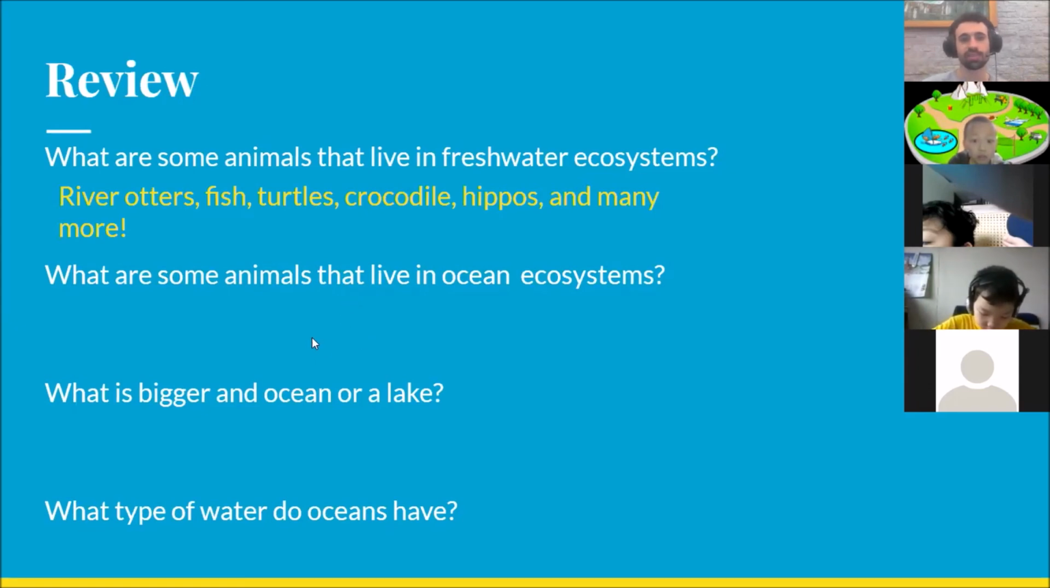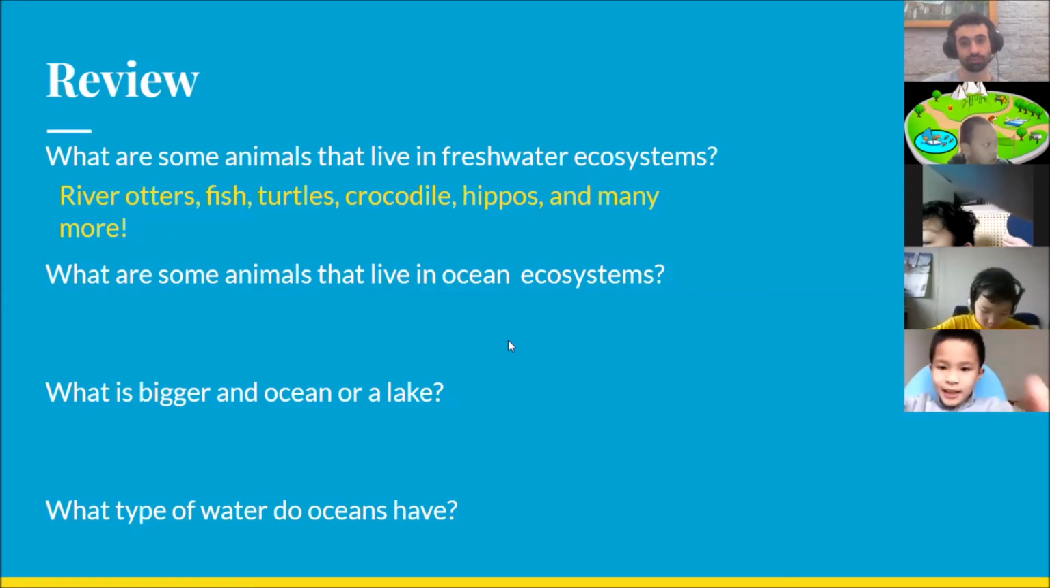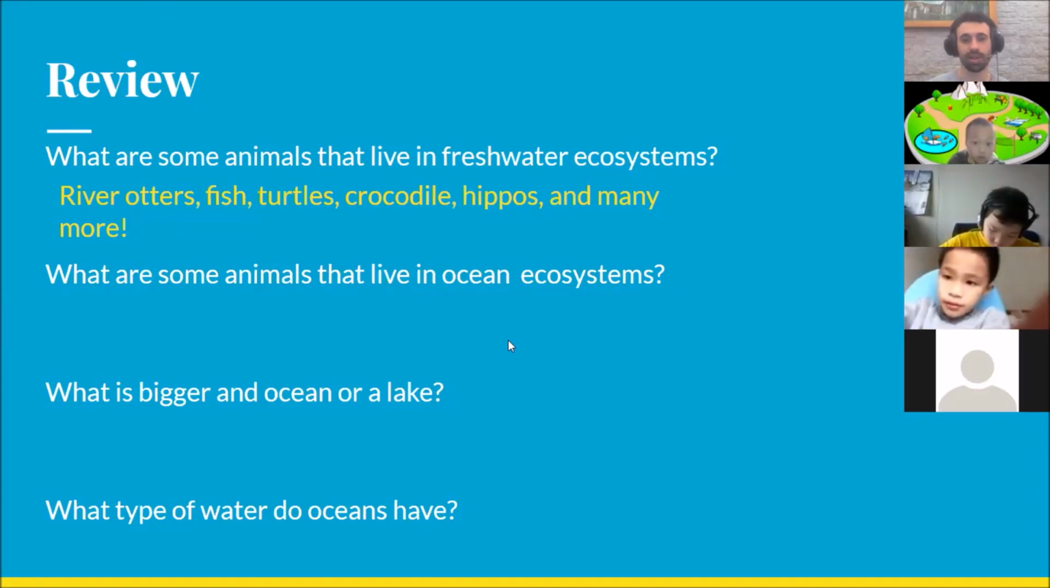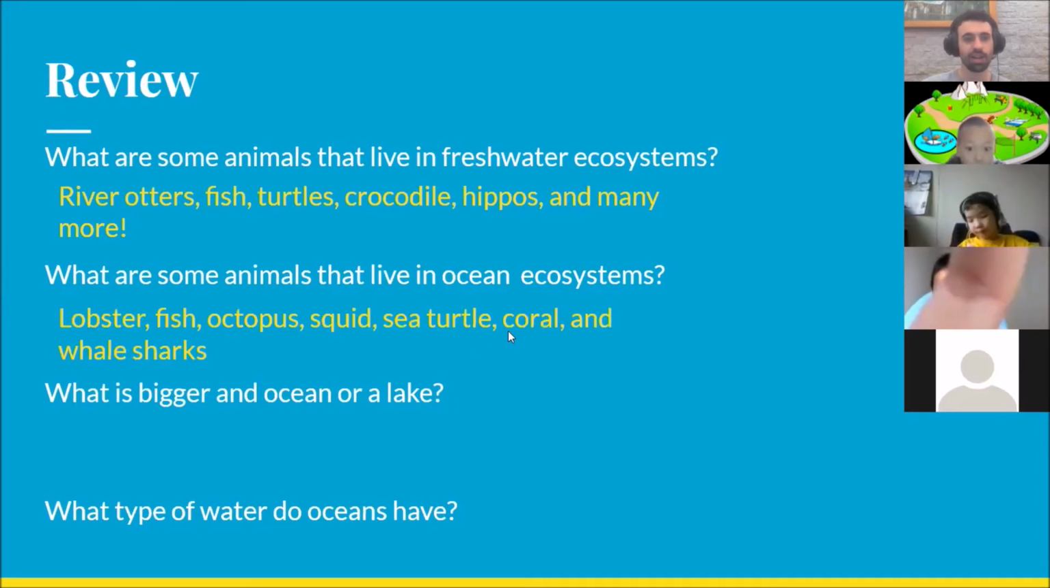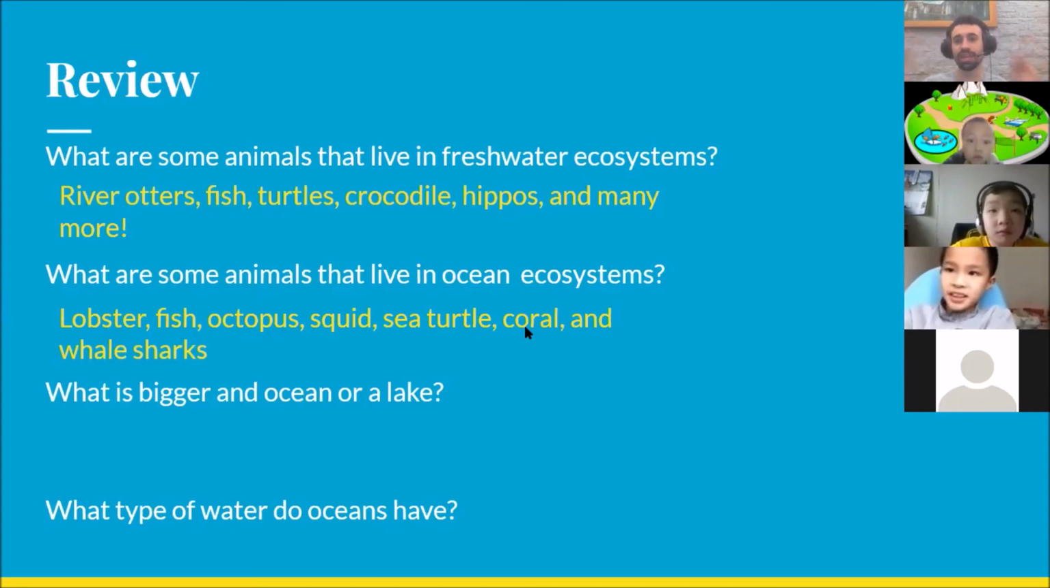What are some animals that live in ocean water? An animal that lives in the ocean is a shark. A shark. How about Dorito? What is an animal that lives in an ocean? A sea turtle. Yeah, you got lobsters, fish, octopus, squid, sea turtle, coral, and whale sharks. And there's thousands more, millions more species that live in the ocean.